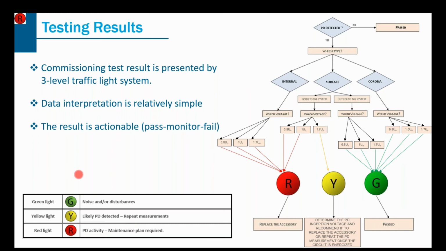Red apparently means the component needs to be replaced or action needs to be taken. Yellow means there are some activities, but it's not that critical. We need to keep on watching it. And green means everything's fine. Keep on moving.